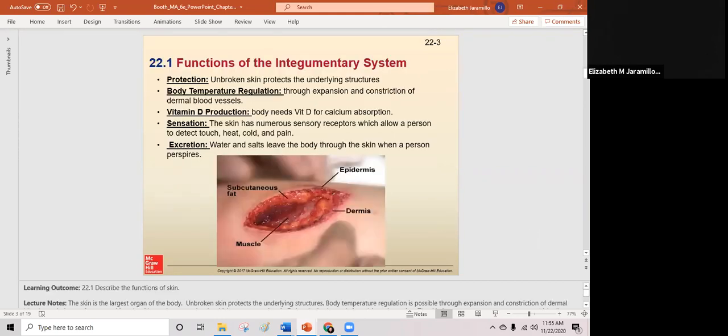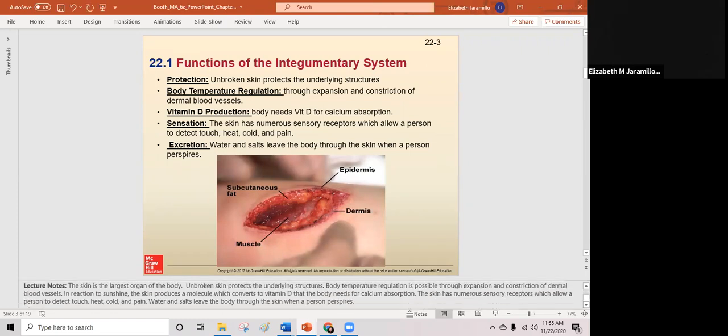So the skin is the largest organ of the body. Unbroken skin protects the underlying structures. Your body temperature regulation is possible through the expansion and constriction of dermal blood vessels. In reaction to sunshine, the skin can produce a molecule which converts to vitamin D that the body needs for calcium absorption. And the skin has numerous sensory receptors which allow a person to detect touch, heat, cold, and pain, of course. Water and salts leave the body through the skin when a person sweats or perspires.